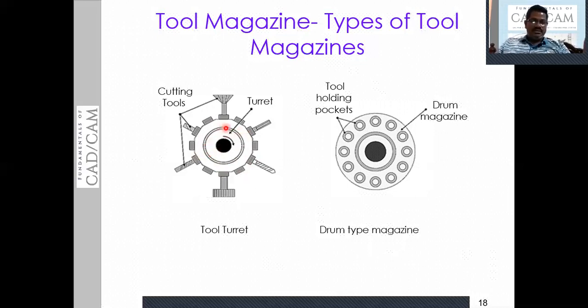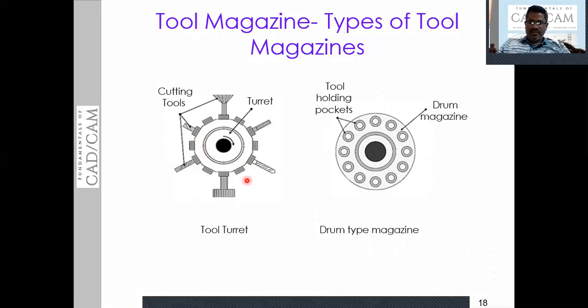This is very simple in its use. After completing one operation, the turret will be moved to the required location to engage the required tool with the workpiece. Then we perform the work. Again, this will be repeated to perform more than one operation on the component.